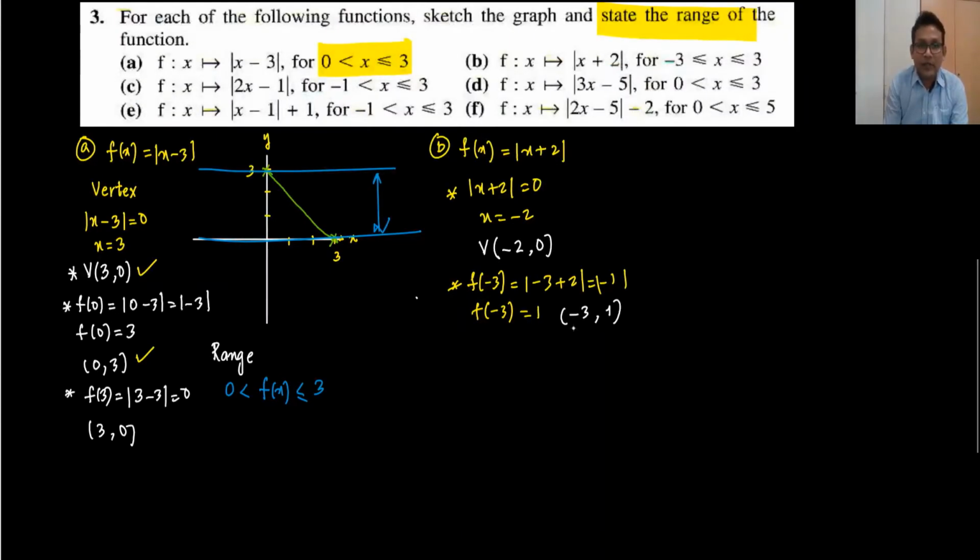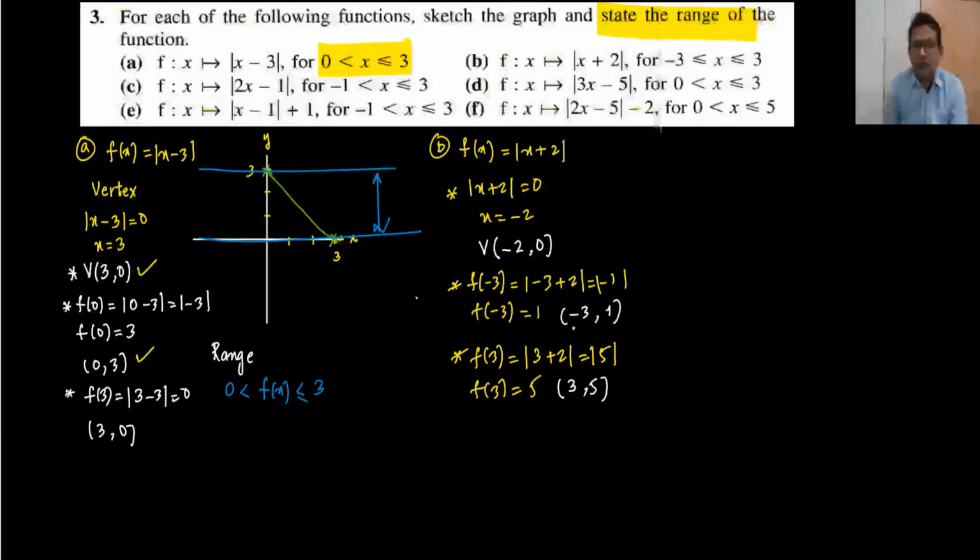Next step is to use the maximum domain, which is 3 here. F of 3 I will find. So we write 3 plus 2, which is 5, and 5 is already positive. So f of 3 is equal to 5, and the coordinates are (3, 5).